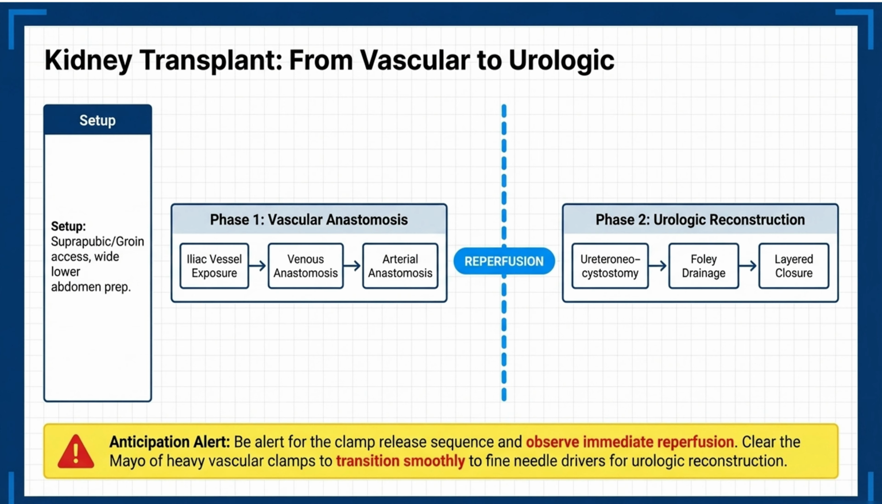Kidney transplant surgery has two phases. You have vascular anastomosis and urologic reconstruction. Blood flow is restored during reperfusion, which requires careful monitoring. The procedure then transitions to ureter connection and closure. Anticipation is key during clamp release and instrument changes.